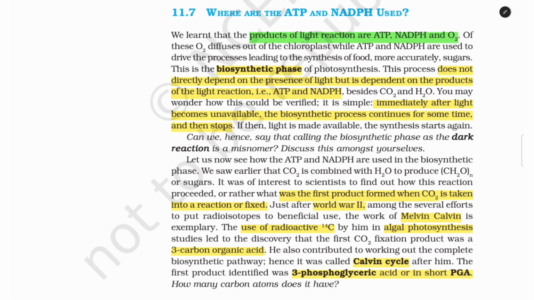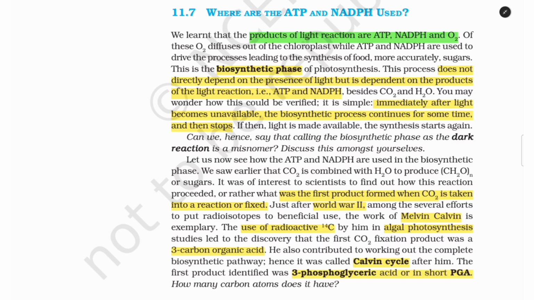This process does not depend directly on the presence of light but is dependent on the products of the light reaction, that is ATP and NADPH, besides CO2 and H2O. That's why this is also known as a light dependent reaction. You may wonder how this could be verified.